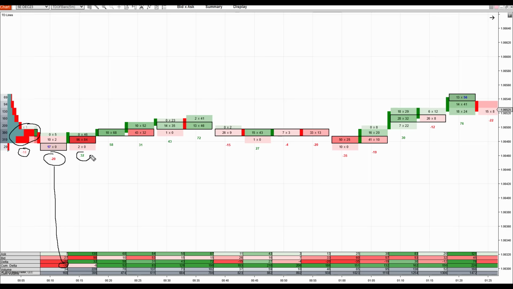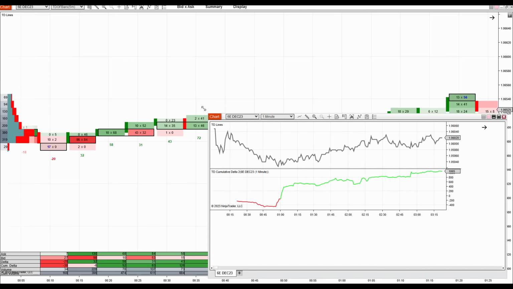Then delta was 32. So it's minus 18 plus minus 20 plus 32. The total is minus 6. Then it goes plus 58, which brings the cumulative delta to 52. If you look at it like this, it's not really that easy to read and understand. That's why I have this on a separate chart, which is part of my order flow indicator suite. Let me show you how it looks.